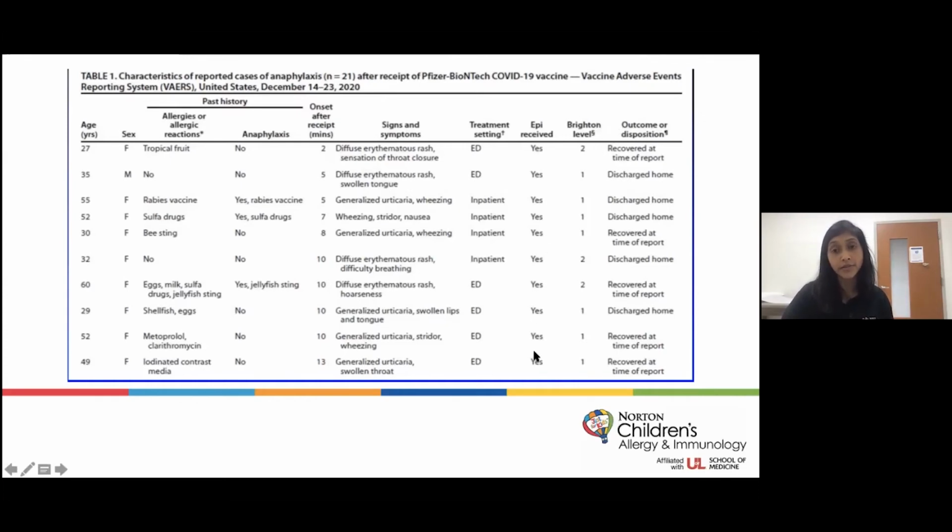The Brighton level scoring system is a scoring system for anaphylaxis, and it basically tells you if it meets clinical criteria for anaphylaxis or not. Levels 1 and 2 are pretty good indicators for anaphylaxis. 3 or 4 are not. So all of them met good criteria for anaphylaxis.